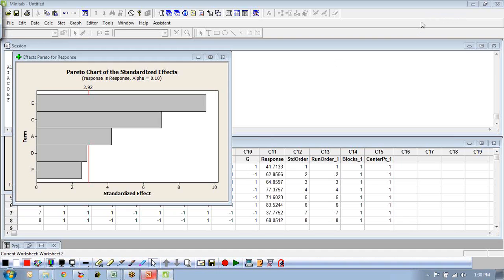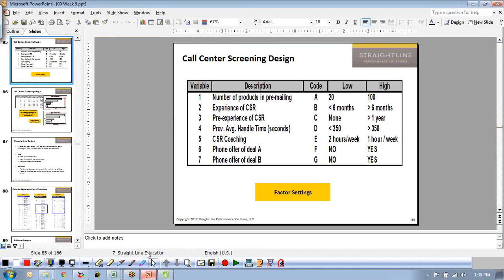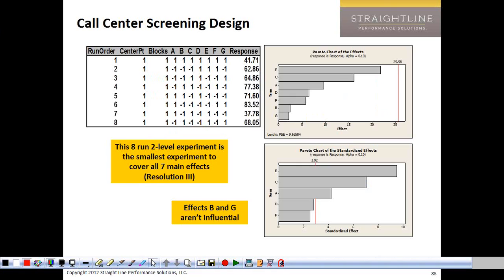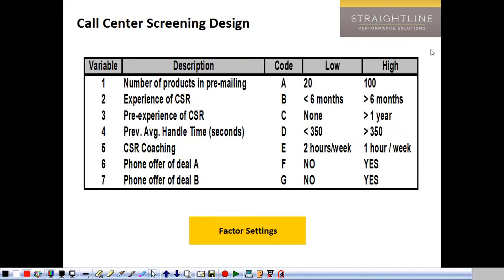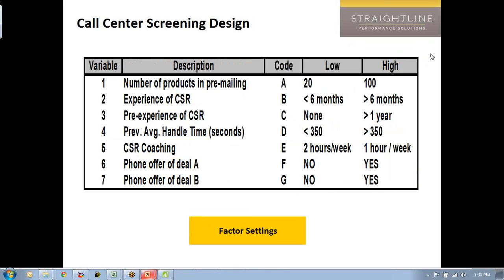Now let's go ahead and take a look at characterizing designs. And we'll use the same example. Now, if we did a characterizing design and we wanted to go straight to it, we might want to say, well, why don't we just run a 16-run experiment with 7 factors? Where would that get us?